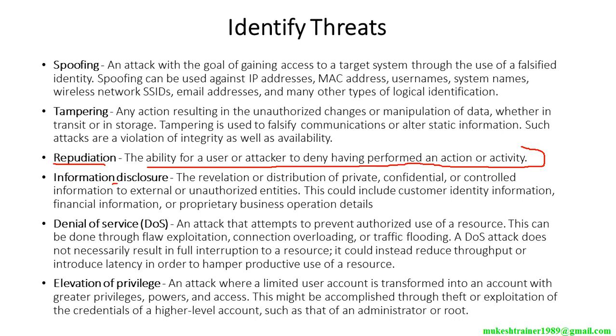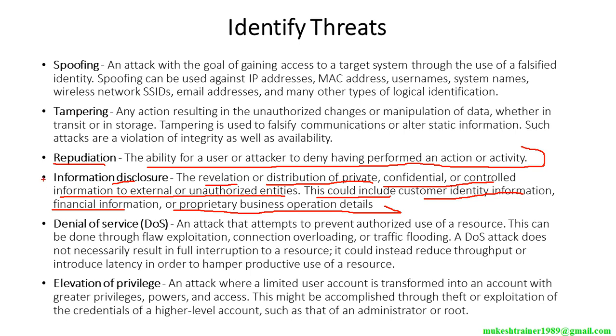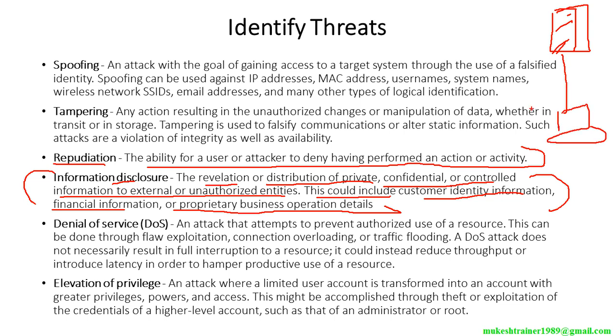Next is information disclosure, the revelation or distribution of private, confidential or controlled information to an external or unauthorized entity. This could include customer identity information, financial information or proprietary business information. So there is a threat of information disclosure, for getting information of a particular employee from the company's server, that can be done.